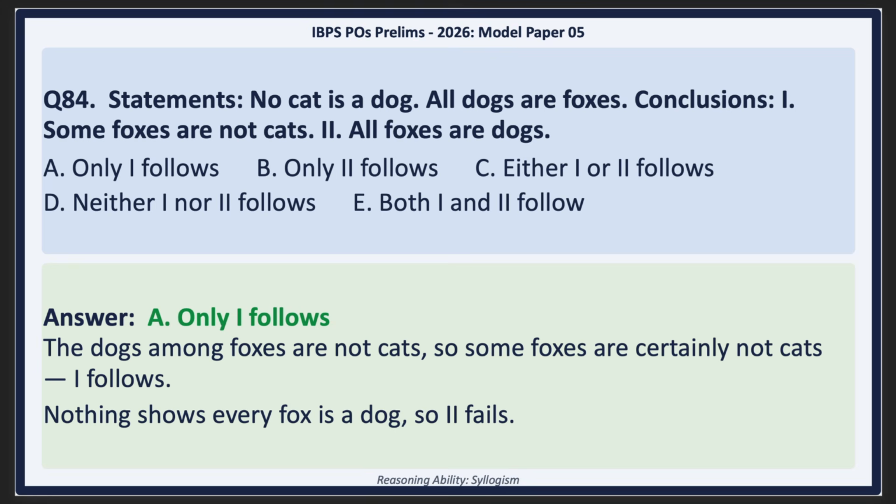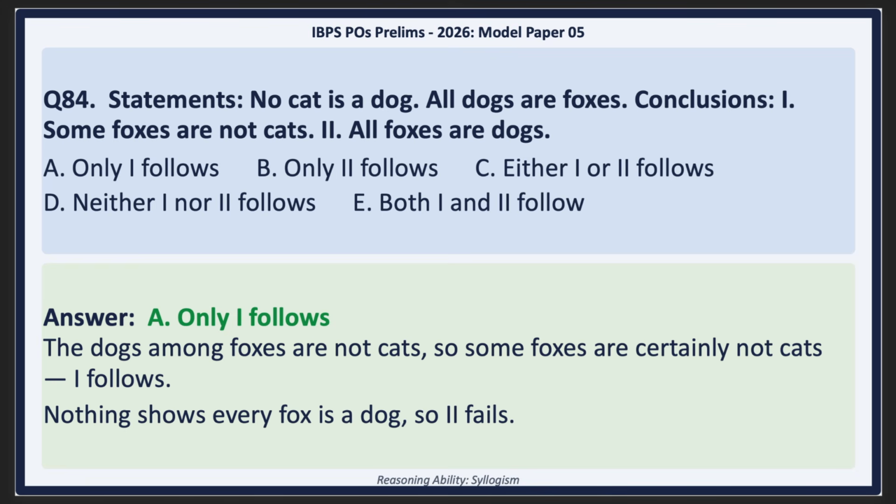Statements: no cat is a dog, all dogs are foxes. Conclusion 1: some foxes are not cats. Conclusion 2: all foxes are dogs. Picture the dog circle completely inside the fox circle. Now remember the strict rule. No cat is a dog. This means those specific foxes that happen to be dogs can never ever be cats. Therefore, conclusion 1, some foxes are not cats, follows as an absolute truth.